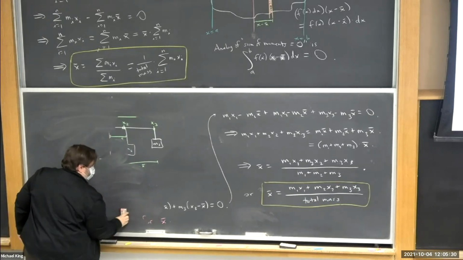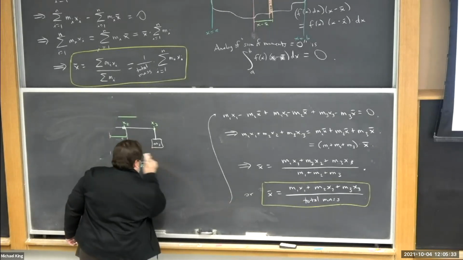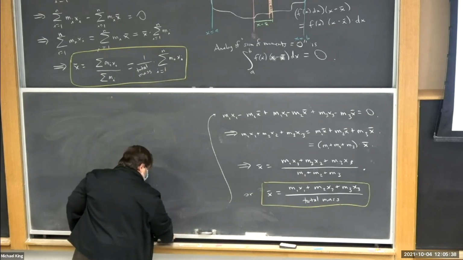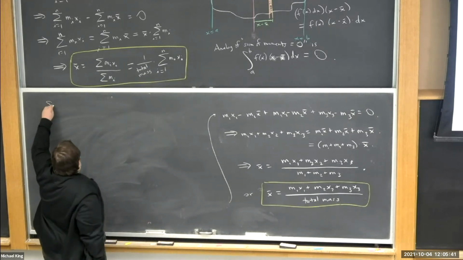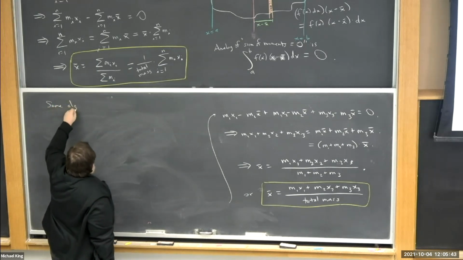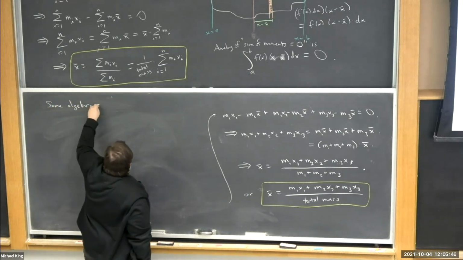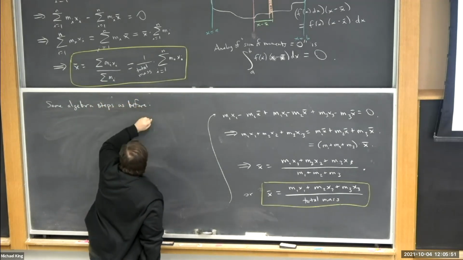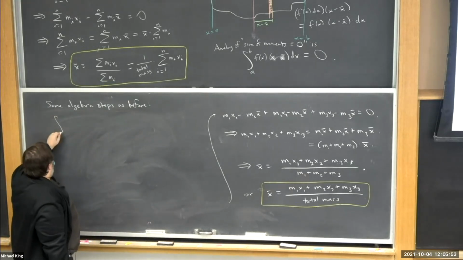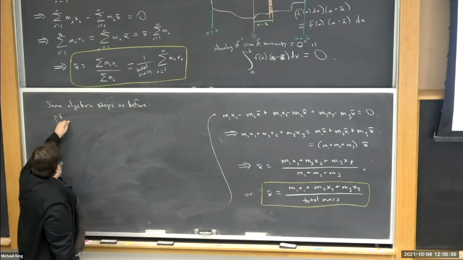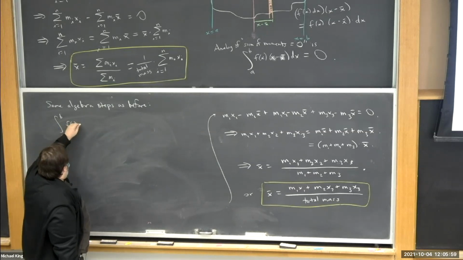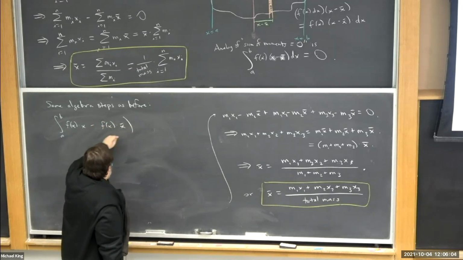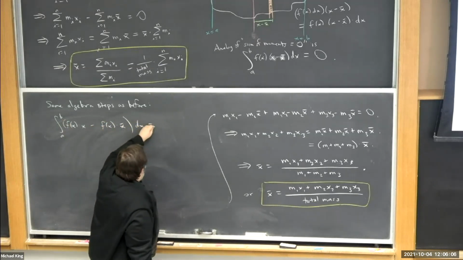I know you've already done some problems on this. I just wanted to go over the concept a little bit more, see where the formulas come from. So same algebra steps as before. So now we could do something like the integral of f of x times x minus f of x times x bar, all dx equals 0.